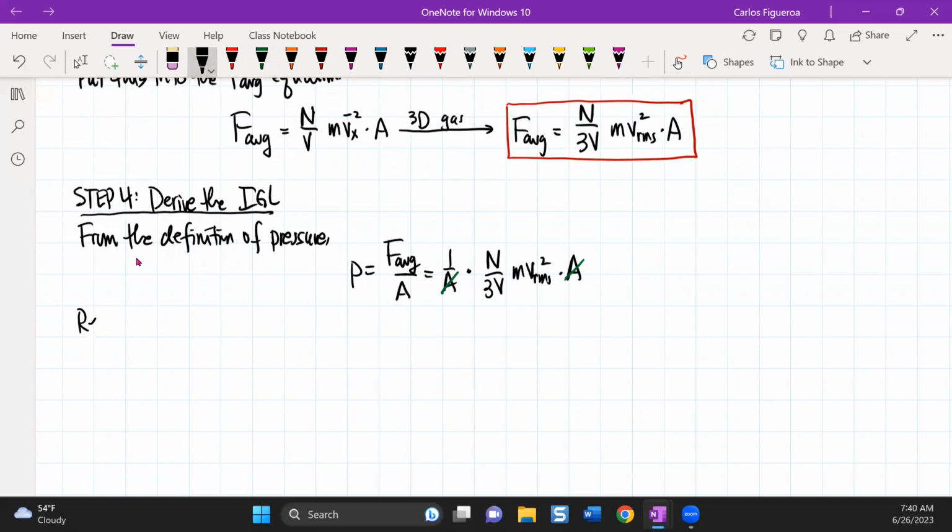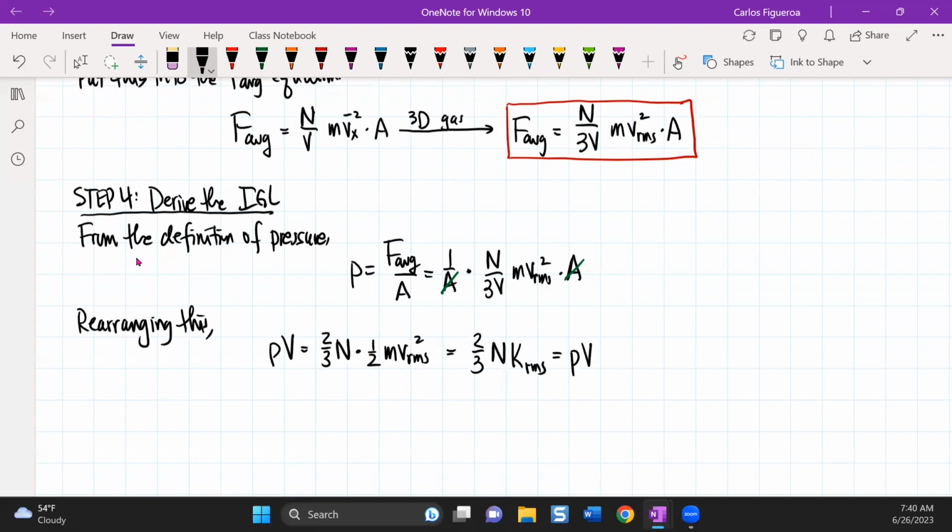So rearranging this, here's what we get. I'm going to take the volume to the other side, so I'm going to get PV, and this is then going to be 2/3 N times, look at that, so I put in a 2. 2 divided by 2 gives me 1. I'm going to get 1/2 mv RMS squared. In other words, I'm going to rewrite this as 2/3 N times K RMS, which is then going to be pressure times volume.